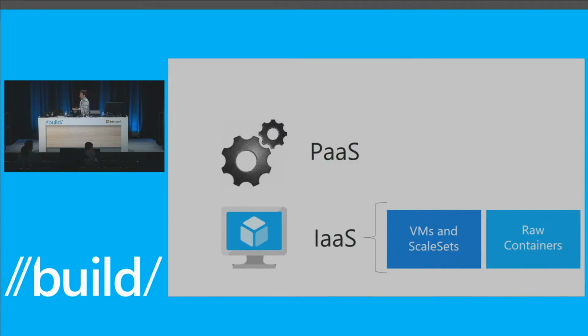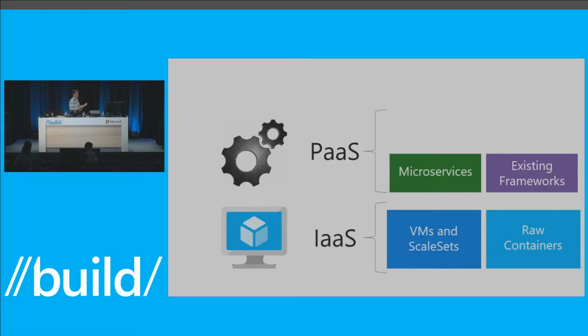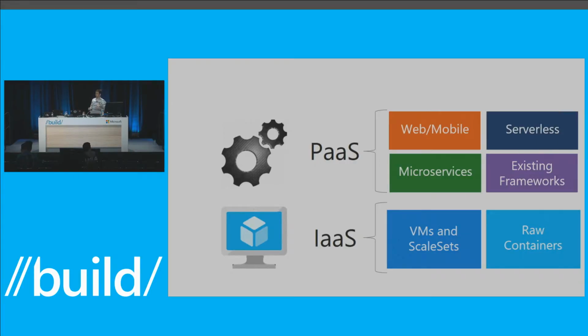Now, the rest of the talk is really focused on this layer above, this layer that I call platform. And it really splits up into 4 different types. One is if you're looking to build microservices, and I'll explain what that is and the type of scenario that would entail. One is existing frameworks. So you're deploying, let's say, an existing .NET, an existing Java application. Maybe you're deploying web and mobile applications. Or maybe you're looking for serverless, event-driven based applications.